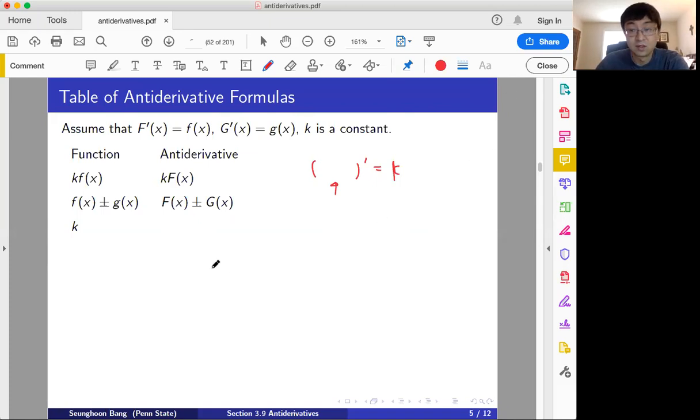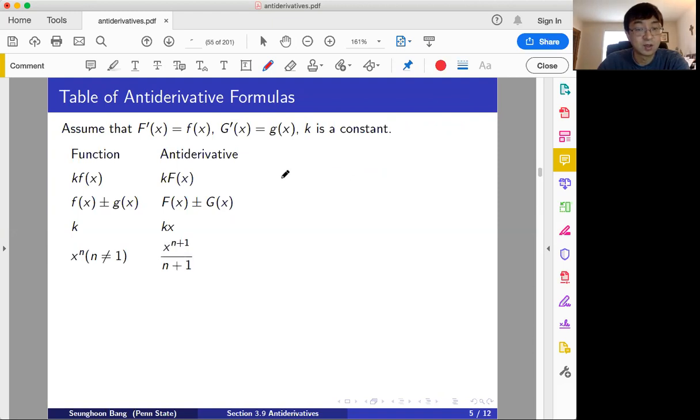So the zero? I don't think so. Here, zero prime is zero. One example: which function prime has 3? What do you think? Which function prime equals 3? Yes, 3x. So we have 3x prime equals 3. Same: kx prime equals k. The antiderivative is kx.